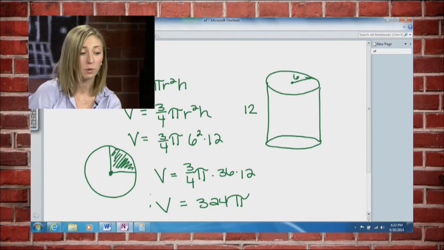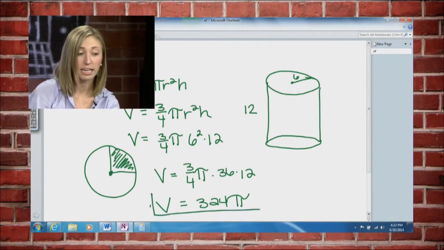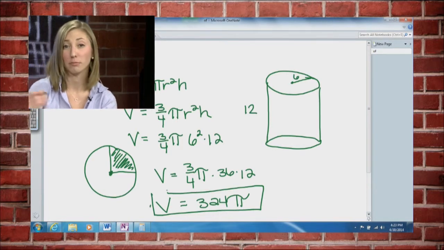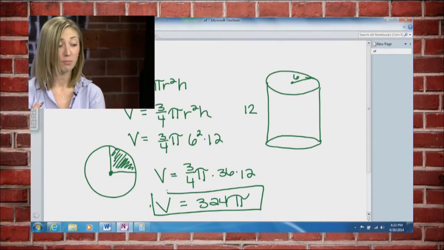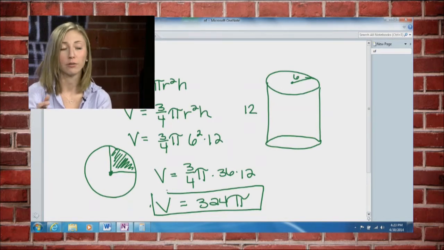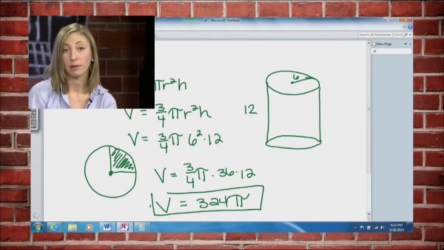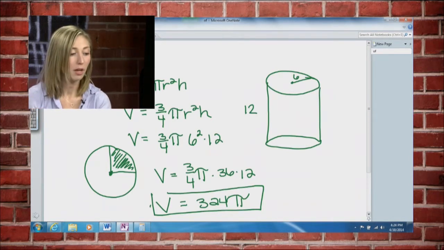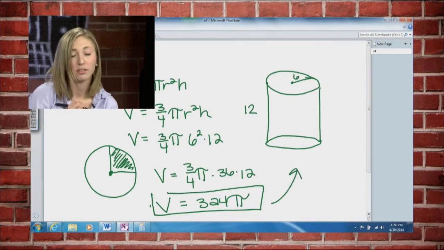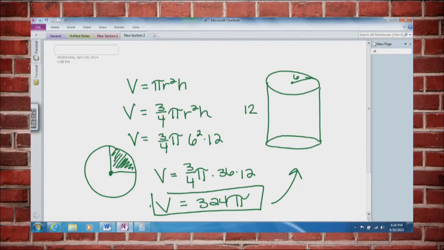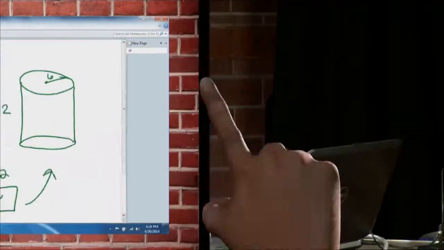Now, one thing that I do when I'm finding volume or area, anything to do with circles, is I leave pi in my answer rather than actually multiplying it out. Because if you multiply it out, then you're just getting an approximate answer. If you leave it as 324 pi, then your answer is exactly what it equals. So this is the volume of that cylinder. I really liked that question. So hopefully that answer helped.